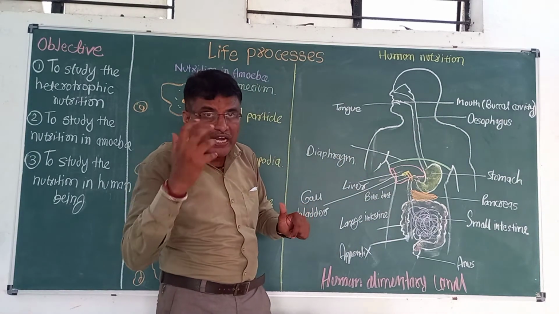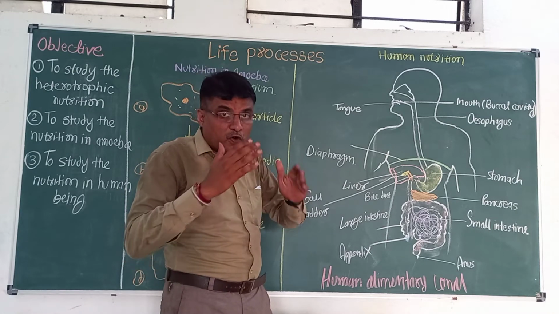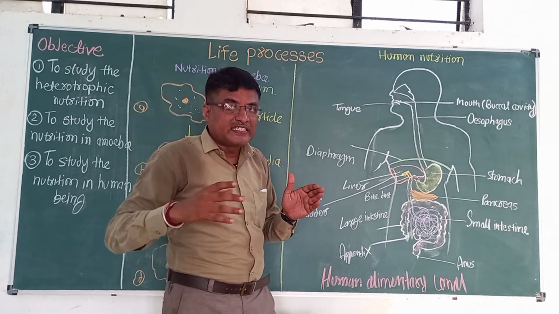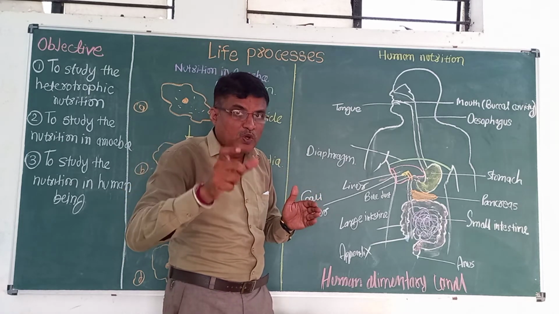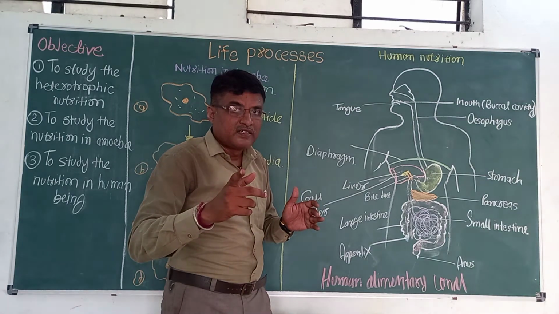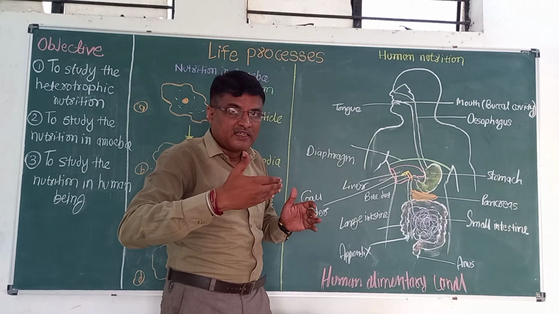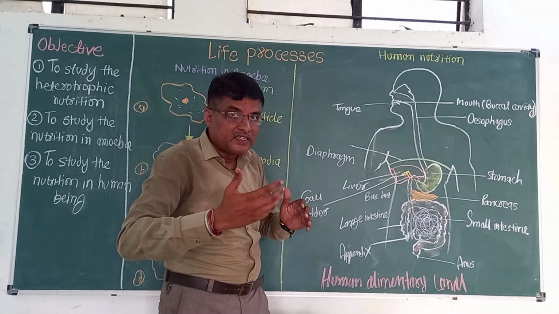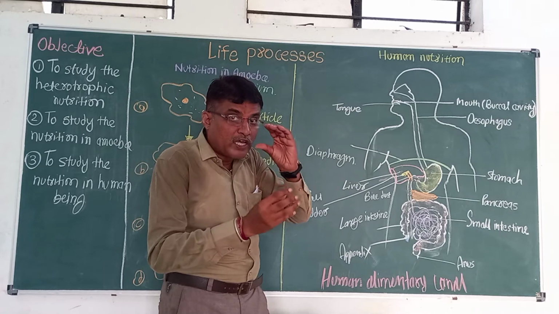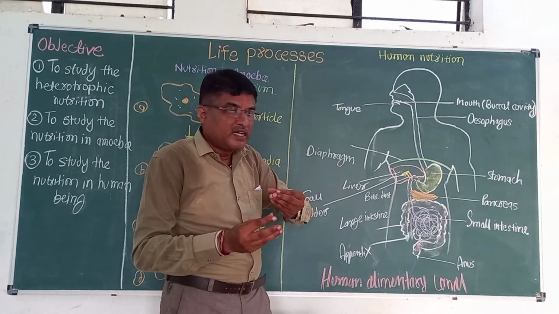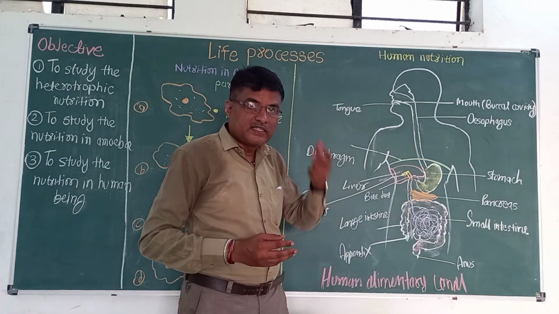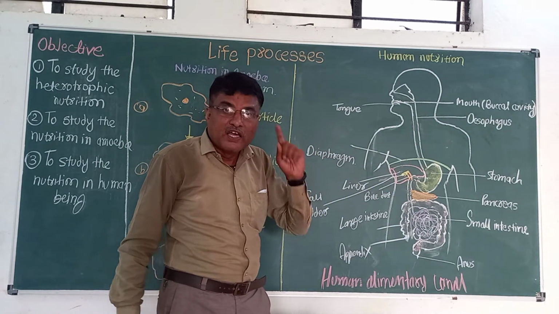Inside the buccal cavity, what happens with the food? Food is broken down into small pieces with the help of teeth, and simultaneously the muscular organ tongue mixes the saliva secreted by the salivary gland with the food. That forms the bolus of the food, and that bolus goes forward in the esophagus.